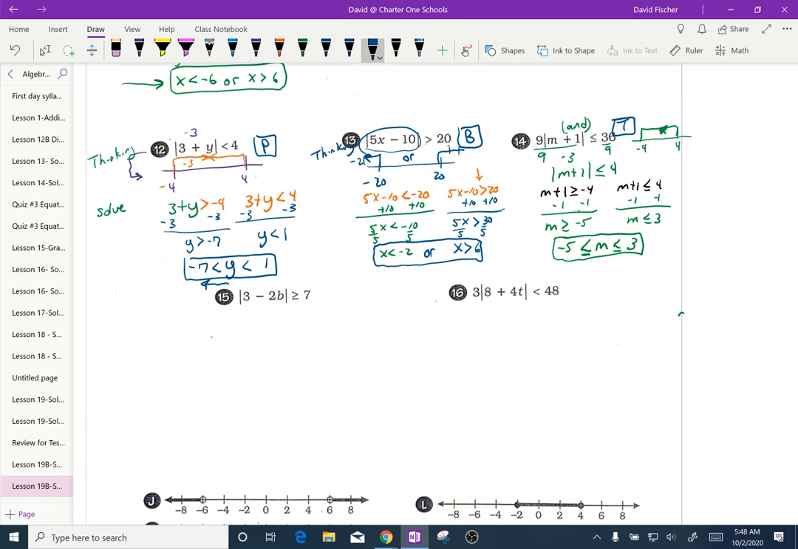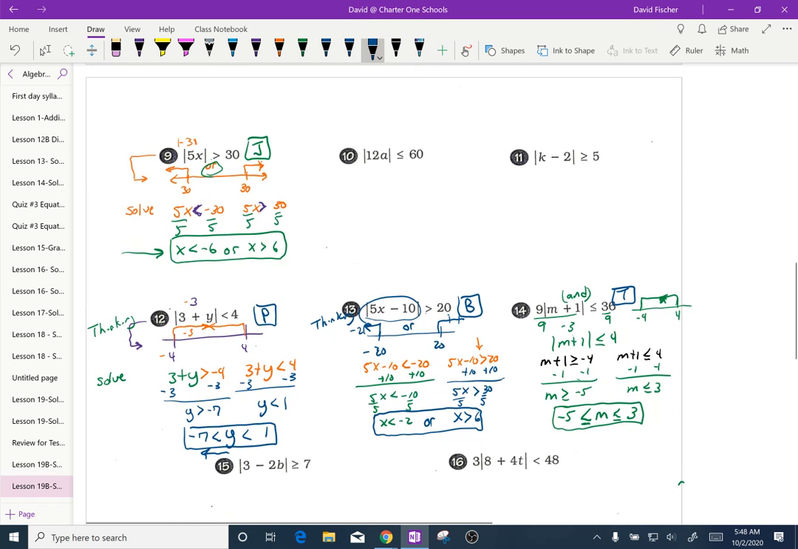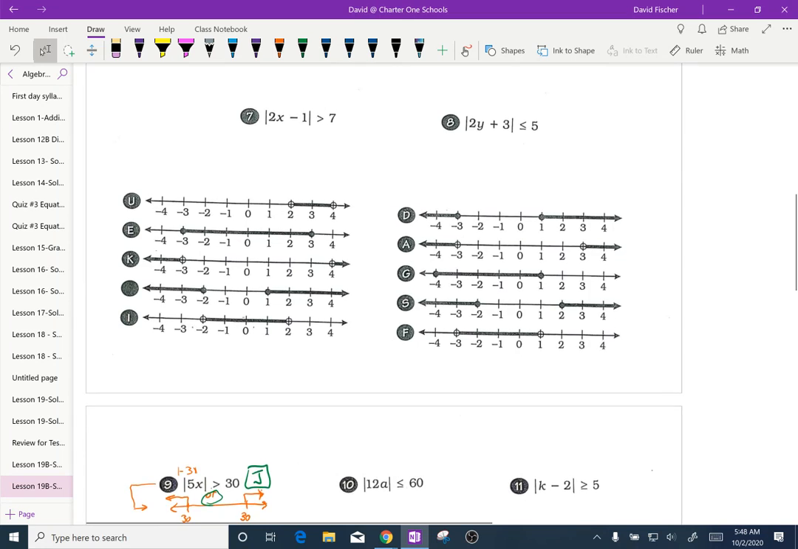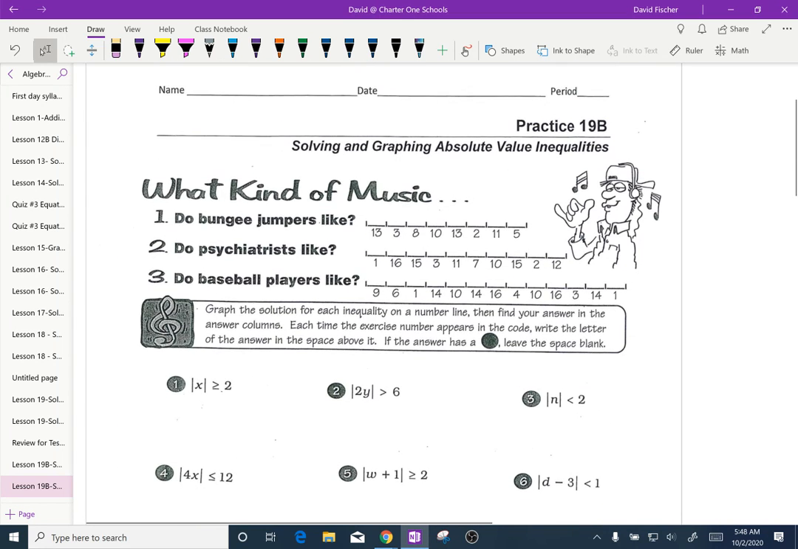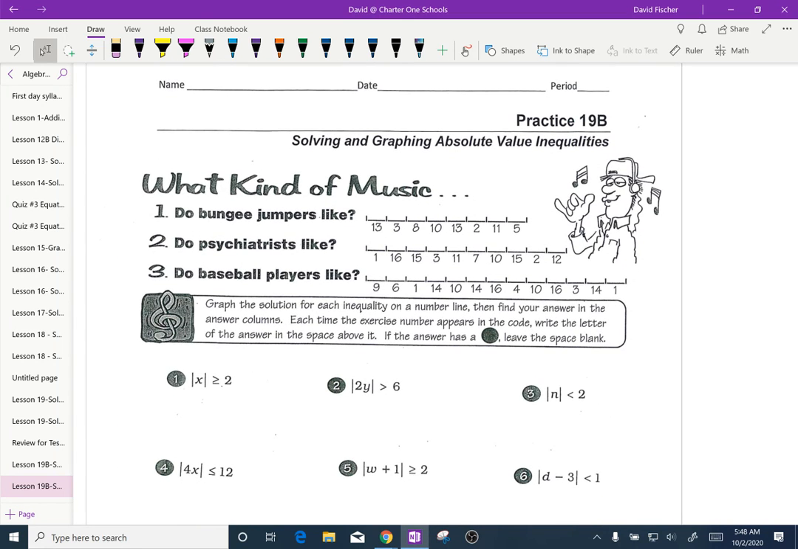All right. I guess we could go to the other side and let's go ahead and fill in some of these letters here. Number 9, wherever I see a 9, I'm going to put a J up there on my puzzle. So let's see if we find a 9. There's a J right there. Directions say graph the solution of any inequality on the number line, then find your answer in the column. Each time the exercise appears in the code, write that letter. So every time I see a 9 up there, I'm going to write the letter J. I think I only see it once, though.